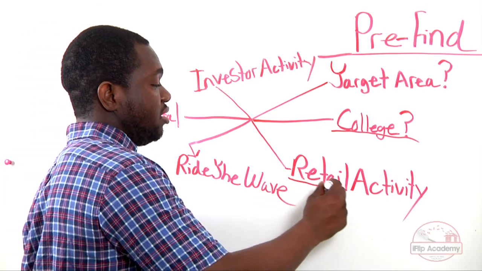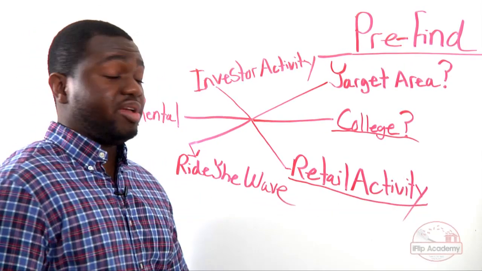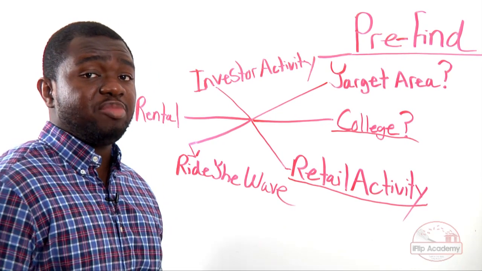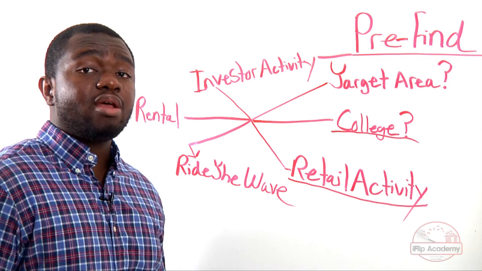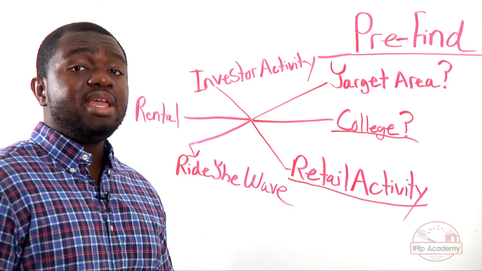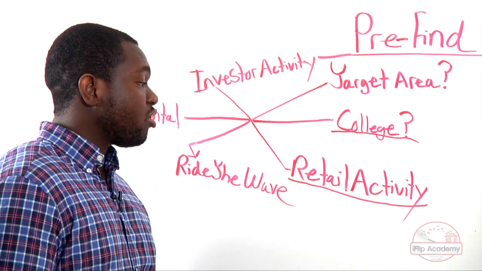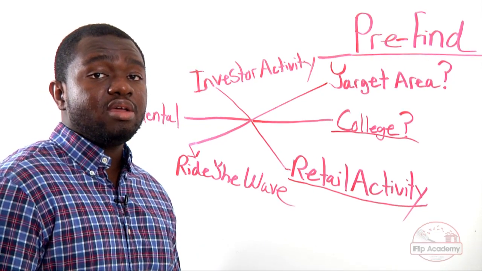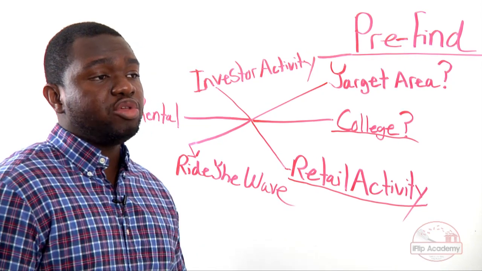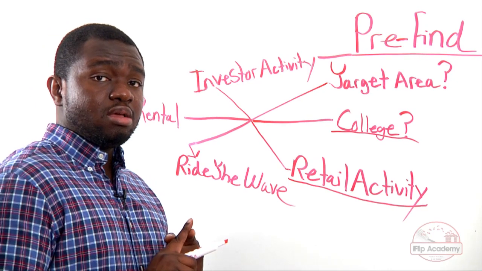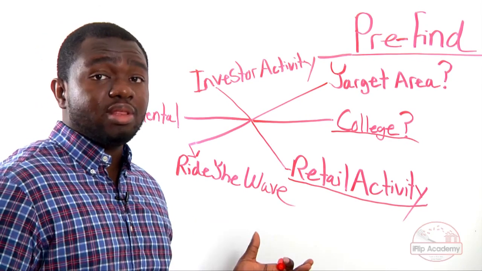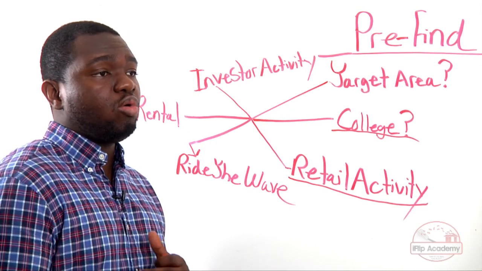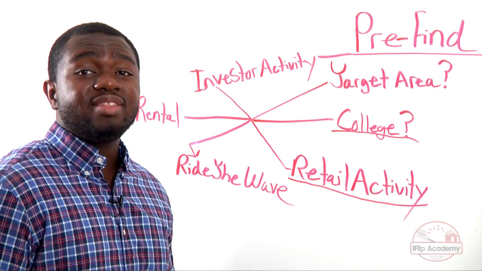Retail activity, meaning another reason investors like certain areas is because they're solid homeowner areas, meaning there's strong retail activity going on in this actual area. So if you're in a certain area where people just want to live there, it's not a rental area, people will do anything to live in this area.